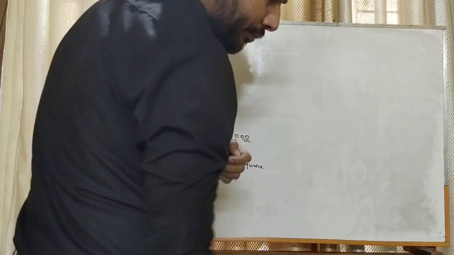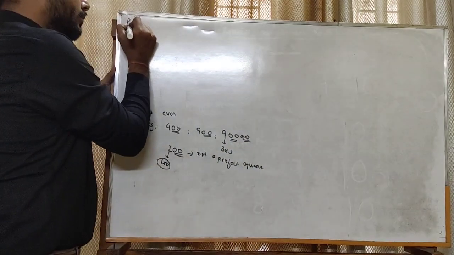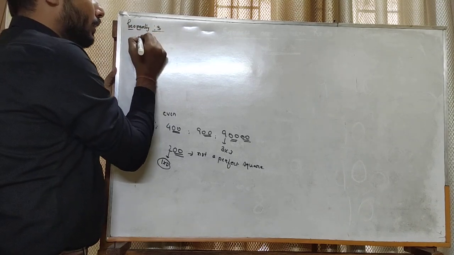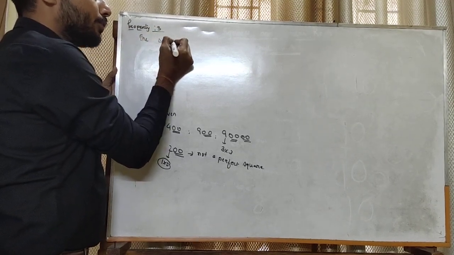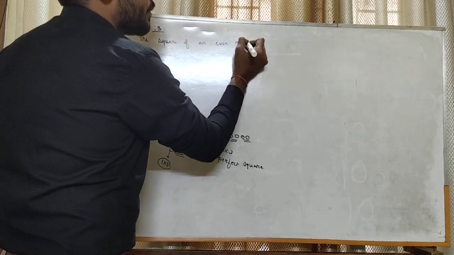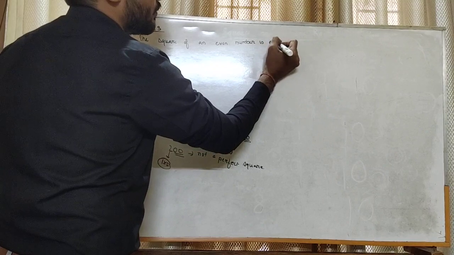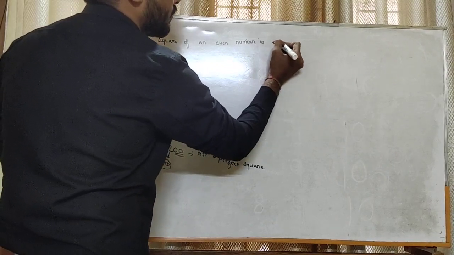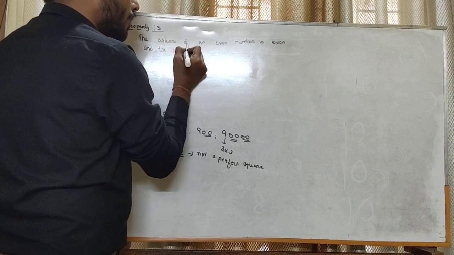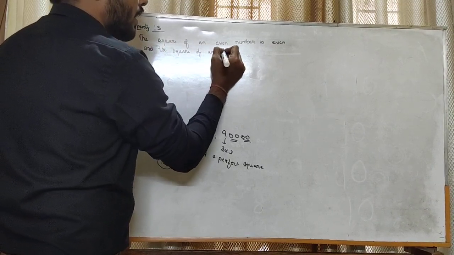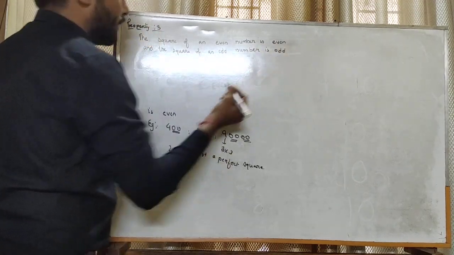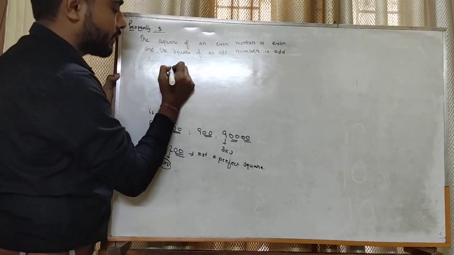Property number 3. Property 3 says the square of an even number is even, and the square of an odd number is odd. Just for example, we can take smaller examples.